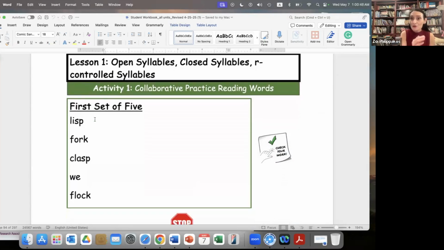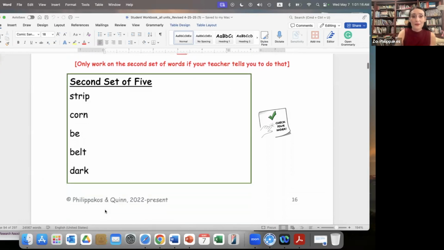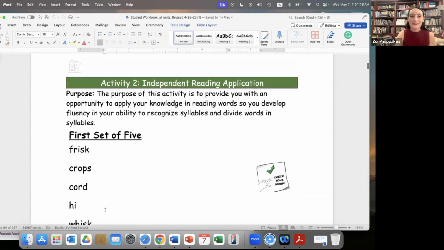Now, as the teacher is working, the teacher will first work on a set of words, and then the students will have the same set of words. So these are the first set of 5. Remember, they will not do the second set of 5 unless they do not perform as expected in the progress monitor. And the teacher will be reteaching lessons for, again, the next week. So they're not working on the second set of 5.